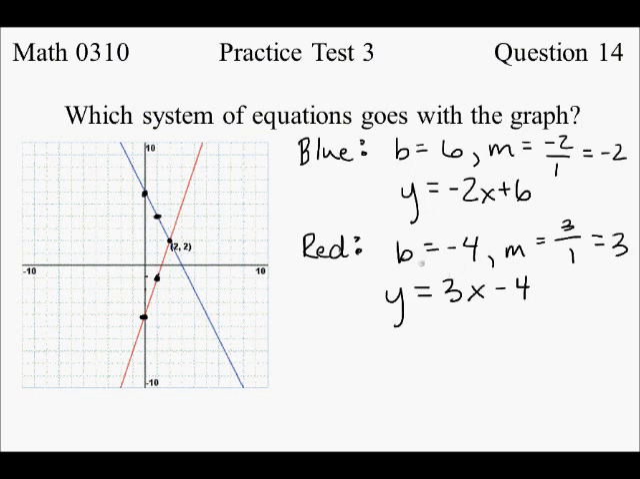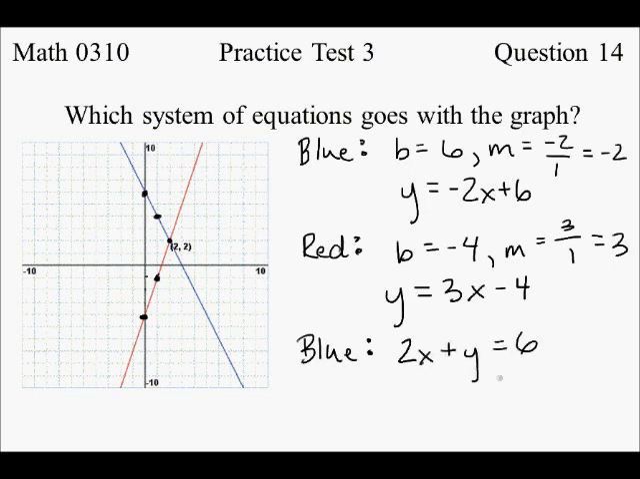As we look at the answer choices, we can see that some of the answer choices are written in standard form, and some of them are written in the slope-intercept form. So as we look down here, let's convert the blue equation to standard form. If we were going to convert this to standard form, meaning we need all of the x's and y's on one side, if we added 2x to both sides, we would get that the blue line has an equation in standard form of 2x plus y equals 6.